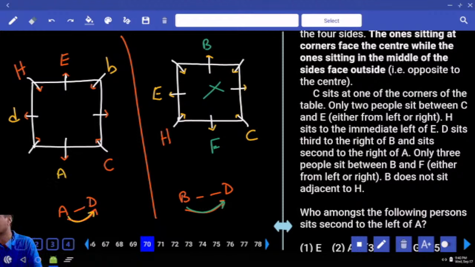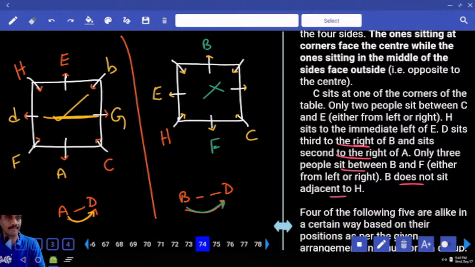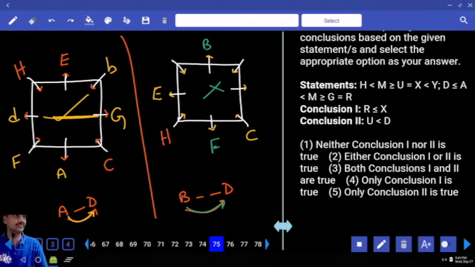If this is also invalid, then B and F you need to take along this direction. Another possibility. Now this is from 70 to 74. Then 75. Now 75 onwards. Inequalities. Inequalities first or the second? Definitely first priority, 75 to 77.